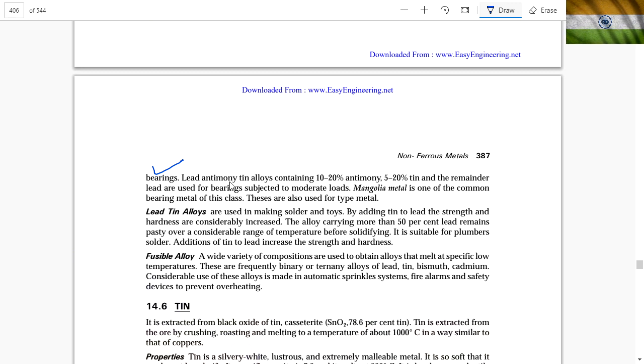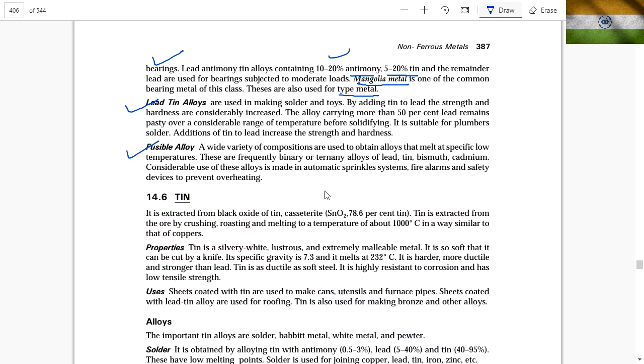Lead antimony tin alloys contain 10 to 20% antimony and 5 to 20% tin, and the remainder lead, and are used for bearings subjected to moderate load. Magnolia metal is one of the common bearing metals of this class. These are also used for type metal. Then lead tin alloy, then fusible alloy, right? And that has different uses.